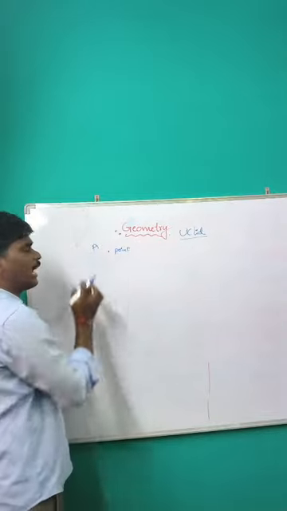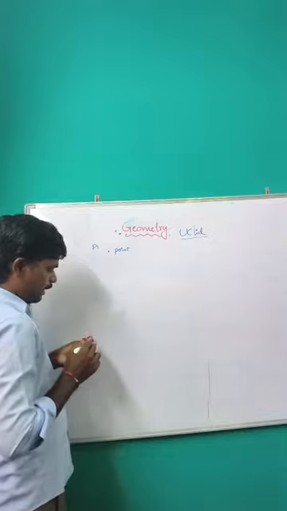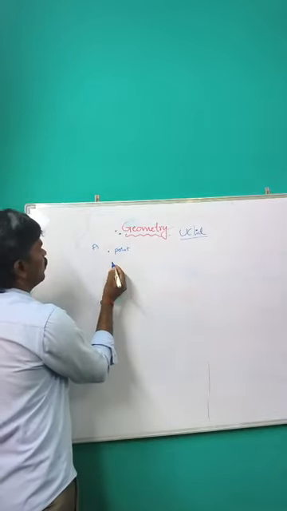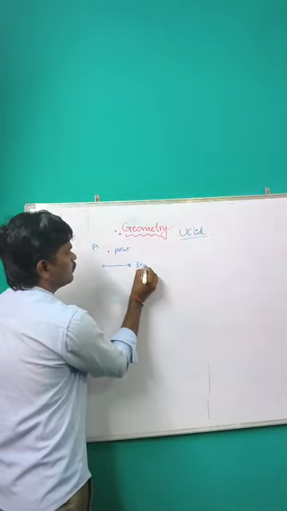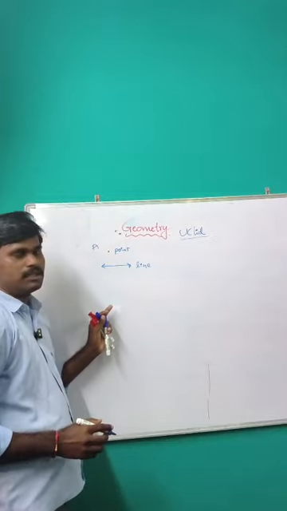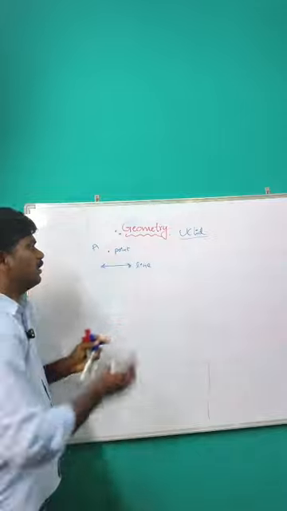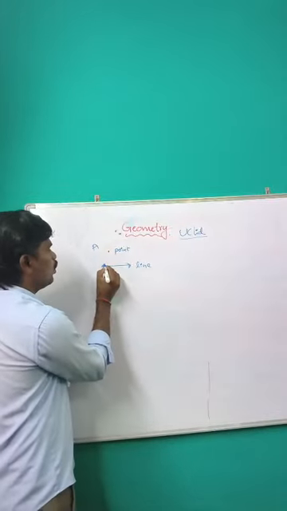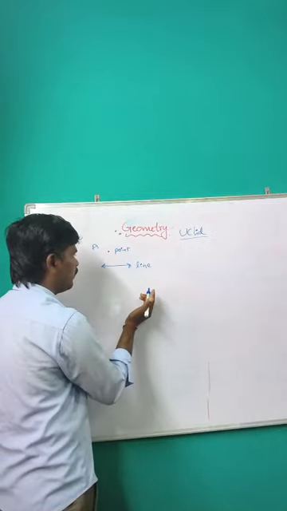Points are denoted by capital letters, capital alphabet. The next concept is a line. This is a line. It has two arrow symbols. We cannot define or measure a line. See why? Because it goes in two directions infinitely.